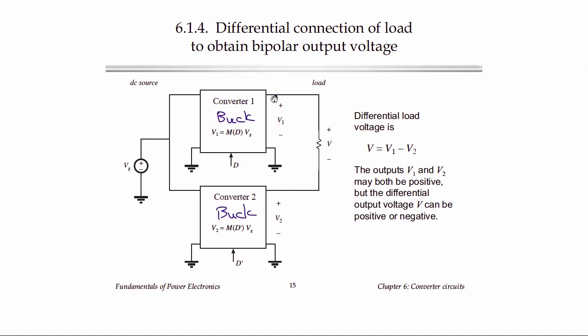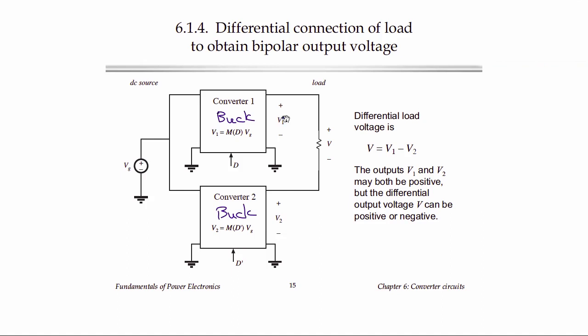Okay, so the first buck produces an output voltage that is the duty cycle times Vg, and it's a DC voltage. The second buck produces an output voltage that is its duty cycle times the input voltage, which is also DC. But we connect the load differentially between the outputs so that the voltage across the load is voltage 1 minus voltage 2.